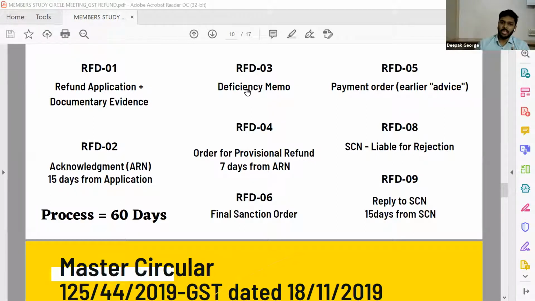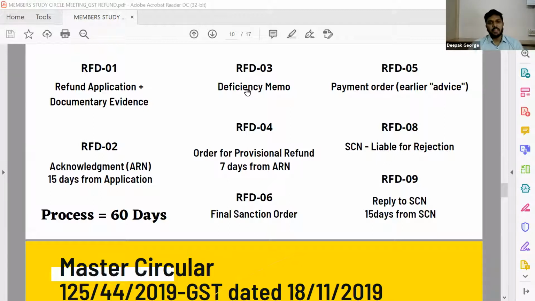Because right after the deficiency memo, it's either a rejection or a final sanction. There's nothing in between of a provisional refund. You get 90% of the refund claim, nothing like that. If you get 90%, then you'll be happy and you won't even proceed further. So that is not the case right now.